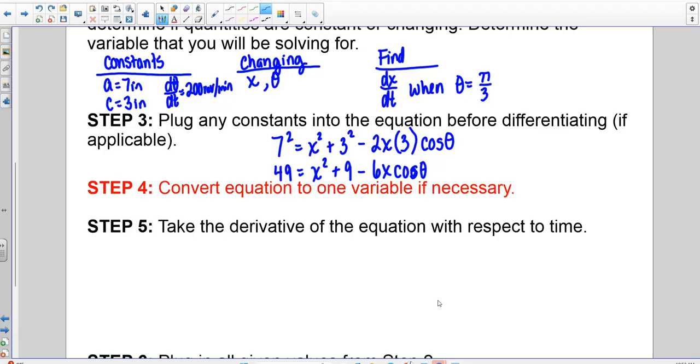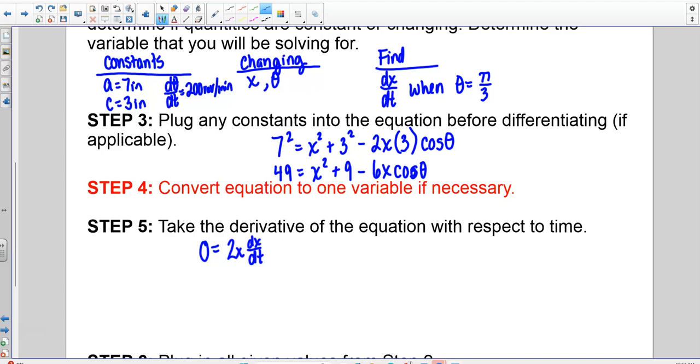That part's not been the difficult part of these problems. We got a little bit harder derivative here. 49, what's the derivative of 49? 0. Derivative of x squared, 2x, dx/dt. Definitely not the hard part of the derivative, right? What's the derivative of 9? 0. That goes away. I'm not going to write anything there.